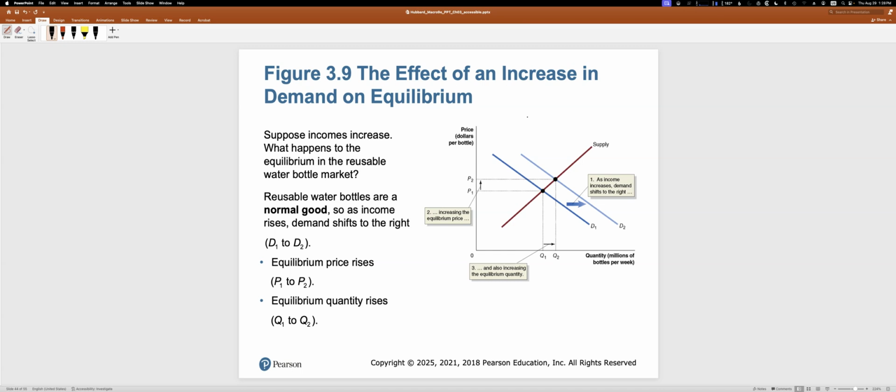In this example, if income goes up and it's a normal good, not a moral good, I was trying to write normal good, then the demand will shift to the right. But look at what happens. The equilibrium price goes up and the equilibrium quantity goes up. So demand shifts, it increases. Supply stays the same.